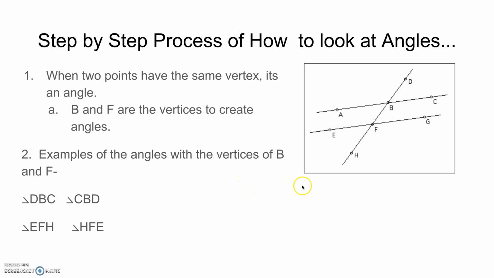Examples of angles with the vertex of B are shown like so. B, right here, angles, you can make DBC, ABD, CBD, DBA. It can vary. Those are some of the examples with the vertex of B. With the vertex of F, there's HFG, GFH, EFH, HFE. It's all repetitive, and it does depend on where lines intersect to create angles.